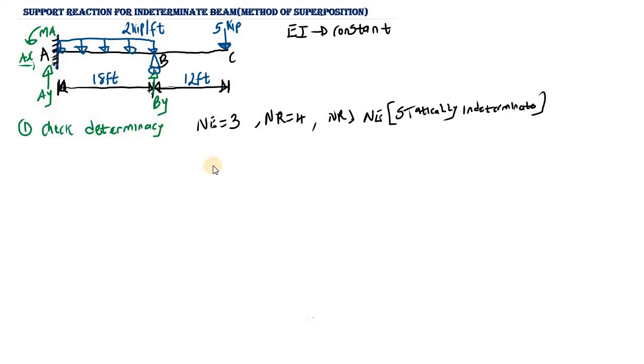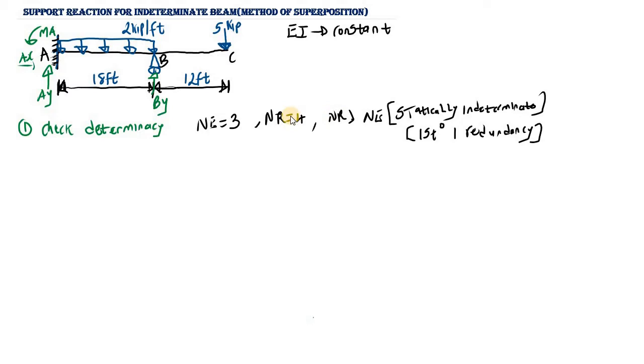As you can see, 4 minus 3 gives us 1. So this beam is statically indeterminate to the first degree, and this means we have 1 redundancy. Because the number of reactions minus the number of equilibrium equations, when we subtract, gives us 1, we have 1 redundancy.